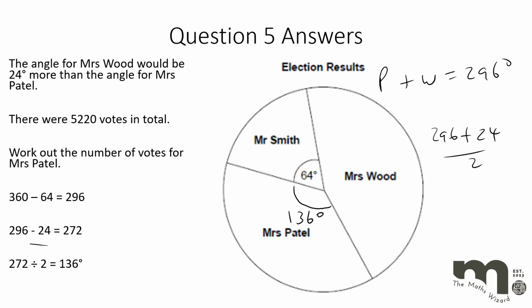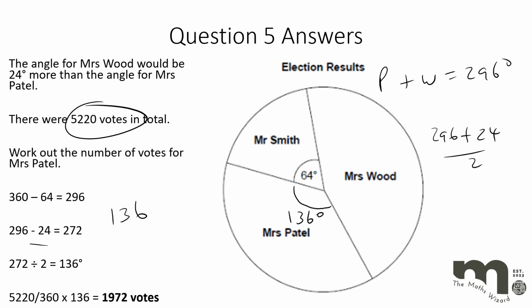Then we've got to deal with this data. So we know that there are 5,220 votes. So if we divide that by 360 times by 136, because we know that that angle is 136 degrees, that will give us 1,972 votes. The other way of doing this, we can write that 136 over 360, and then we can multiply it by 5,220, and that would also get us to that 1,972 votes.